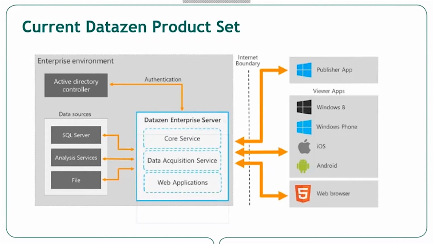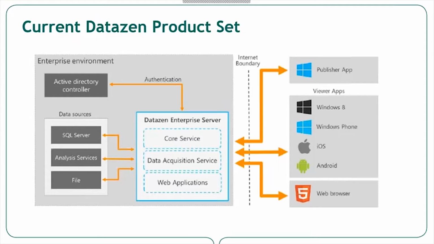In terms of the Datazen product set, there are three main components. There's the Datazen Enterprise Server, where we would publish our dashboards. It's where we create our data connections to enterprise data sources. You'll see that you can connect to local data sources, but in essence where we're connecting to our SQL Server, Analysis Services, or another database, we'd do it through the Enterprise Server.